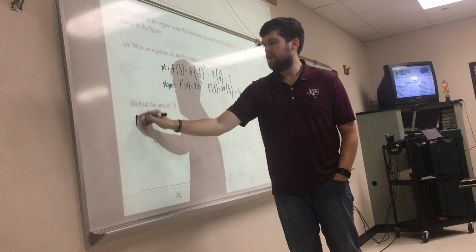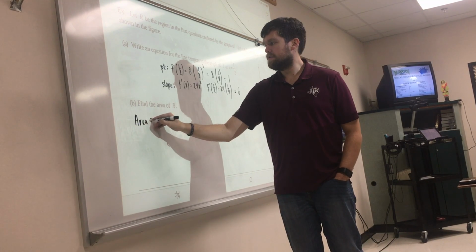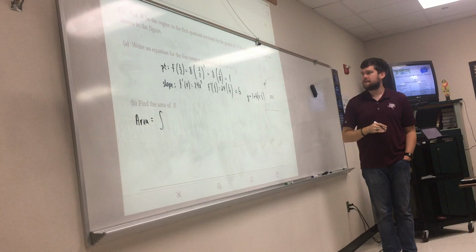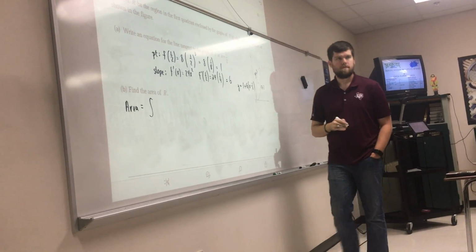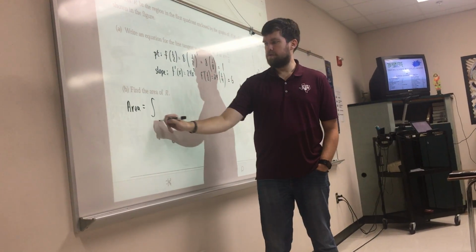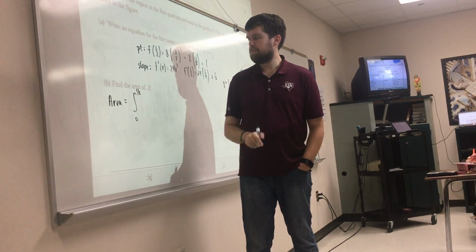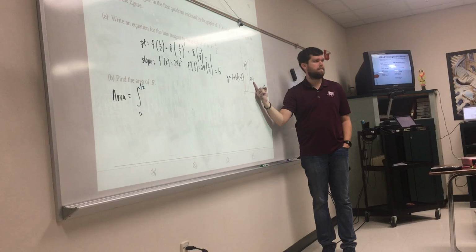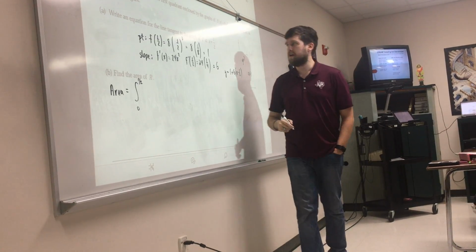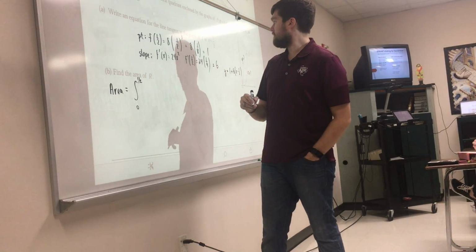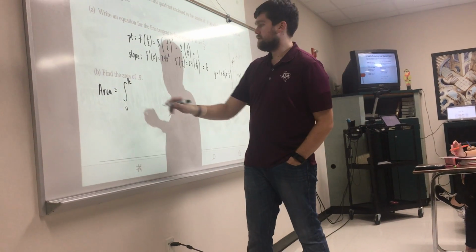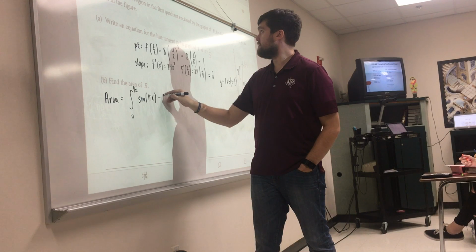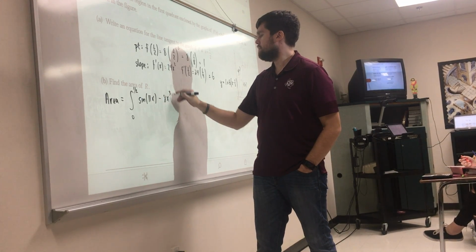So the area is equal to the integral. What are my bounds going to be if we're going on the x-axis? 0 to 1/2. We already made the determination that g was on top and f was on bottom, so we want to do g of x minus f of x. So that's going to be what? Sine of pi x minus 8x cubed.